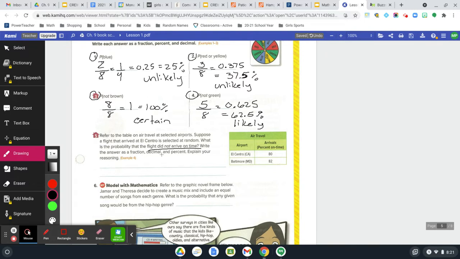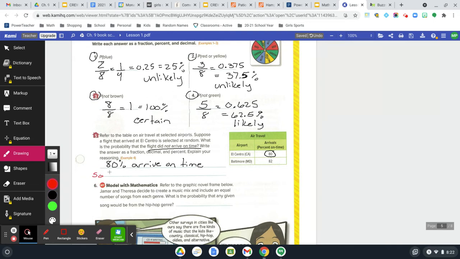So we're looking at the flight that's arriving at El Centro right here. And if you notice in the table here, at that airport, the arrivals, the percent on time is 80%. So we can write that to start with so we understand what the table is telling us. 80% of the flights arrive on time. Now, the question in the story is asking you what's the probability that the flight did not arrive on time? So really what you're doing is finding the complement to that.